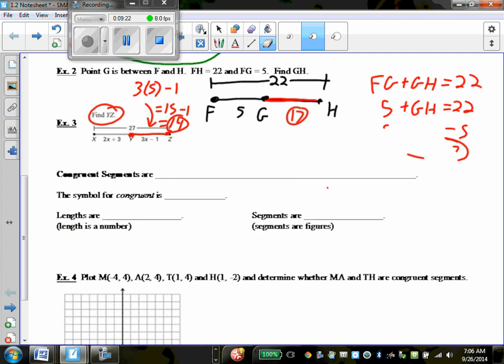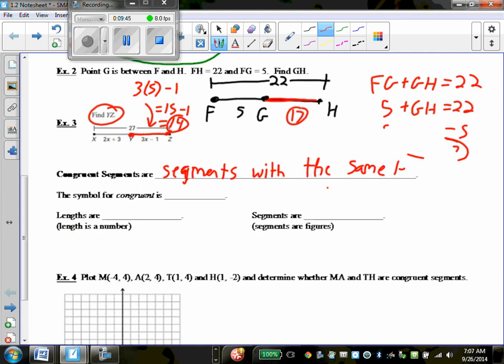All right, second topic for these notes, and this one's actually even a little bit of an easier concept, the idea of congruent segments. Congruent segments are segments with the same length. The symbol for congruent is based on an equal sign. You just take an equal sign, and you put a little squiggle above it, basically. That's the symbol for congruent.